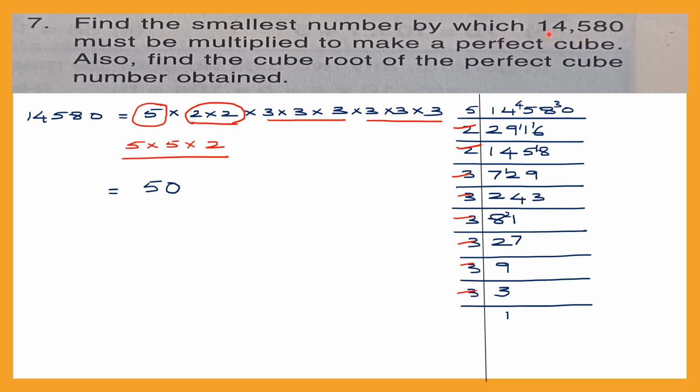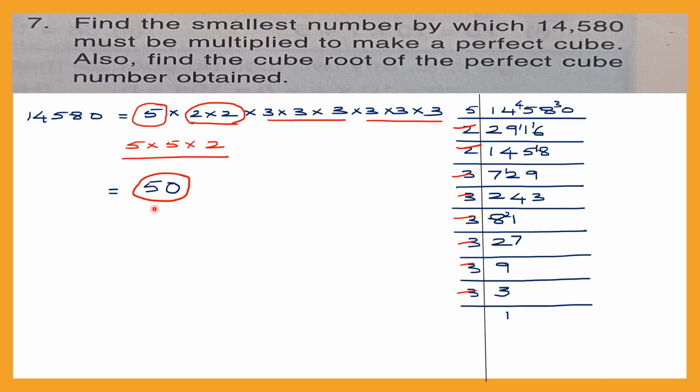14,580. When I multiply 14,580 by 50, I will get a number which will be a perfect cube. So this number is not a perfect cube, but when I multiply it by 50, I will get a perfect cube. So the first answer is 50. This is the answer to the first part of the question. Now let's look at the second part. Also, find the cube root of the perfect cube number obtained.